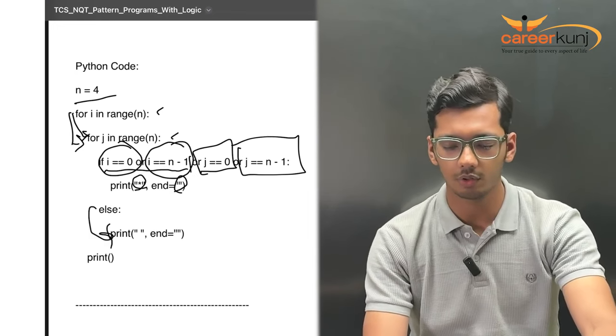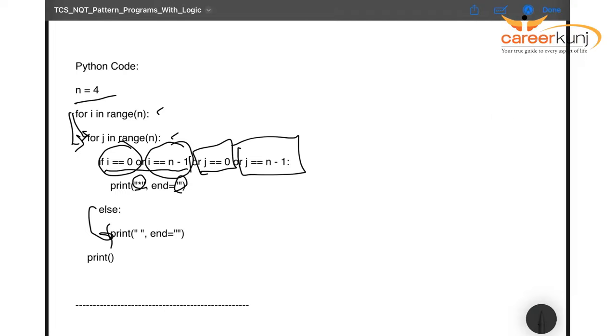So how will it go? In my first iteration, is my value of i 0? Yes, it will print star. It will again print star, again print star, again print star, because this condition is being satisfied. Or if i is n minus 1, that means all these four will be taken care of by i.